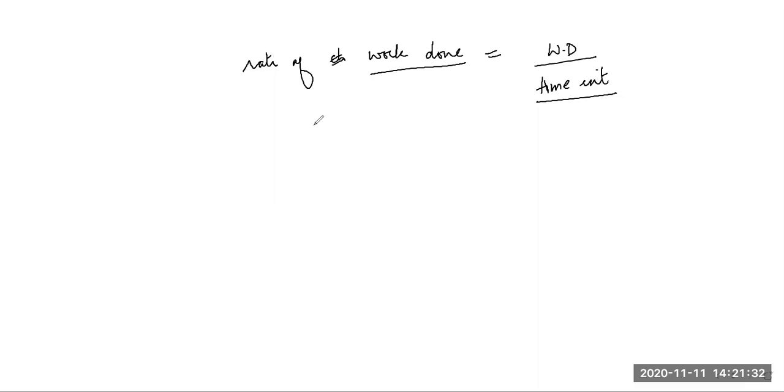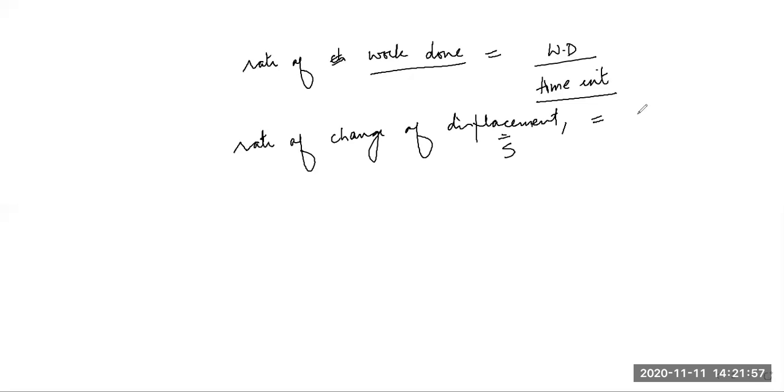Similarly, we have rate of change of displacement also. I'm just giving you the example of displacement. Rate of change of displacement. Let's say I represent displacement by this S vector. So it will be S2 vector minus S1 vector divided by t.